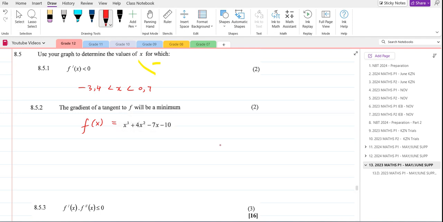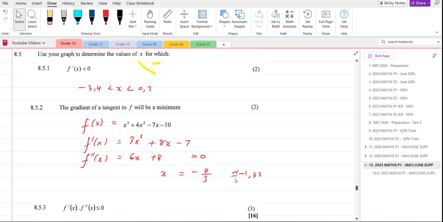So now we're going to find f prime x, which is 3x squared plus 8x minus 7. F double prime x is 6x plus 8 and make it equal to 0. So x is equal to minus 8 over 6, which is minus 4 over 3. Right, so the x value needs to be minus 4 over 3, which is approximately negative 1,33. I will take minus 4 over 3 because that's more accurate, right?